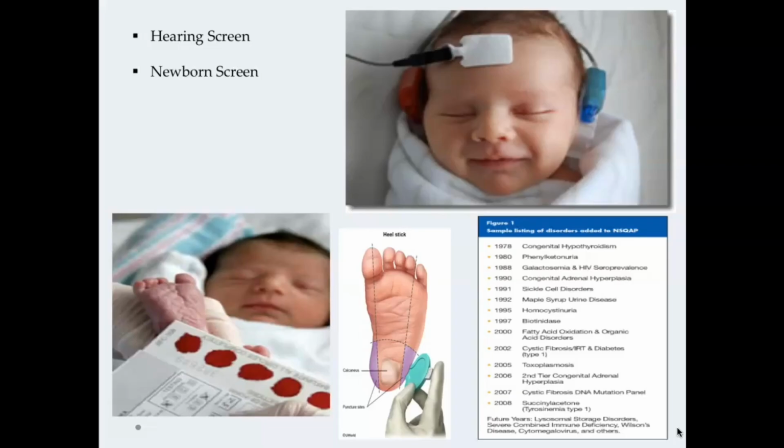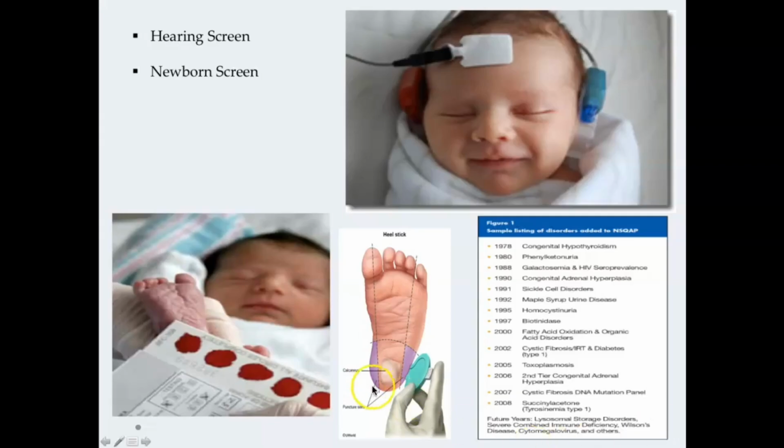If they are staying for a few days and they do the initial screen and the baby refers on one or both ears, then they will come back usually 24 hours later and repeat it. If the second one comes back and they pass in both ears, then there's no follow-up needed.